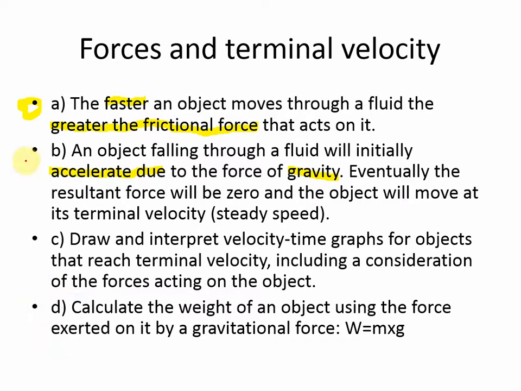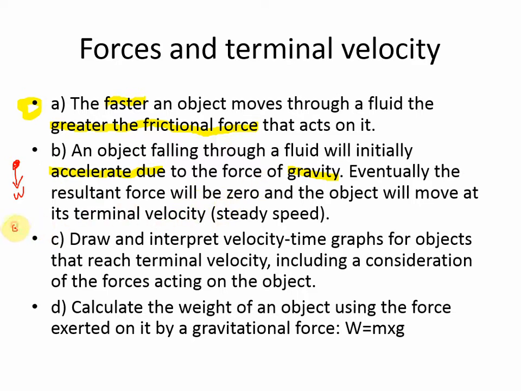If I was to draw that out, we generally say weight is the reason why. So to begin with, you've got an object here, you've got the weight acting down, you've got no forces acting up, so it accelerates down. That object will accelerate down. Eventually, the resultant force will become zero, and the object will move at terminal velocity.